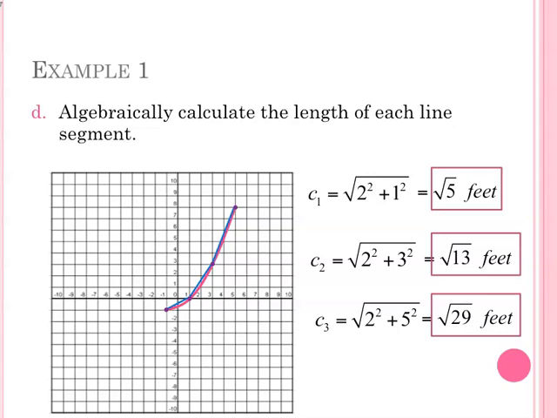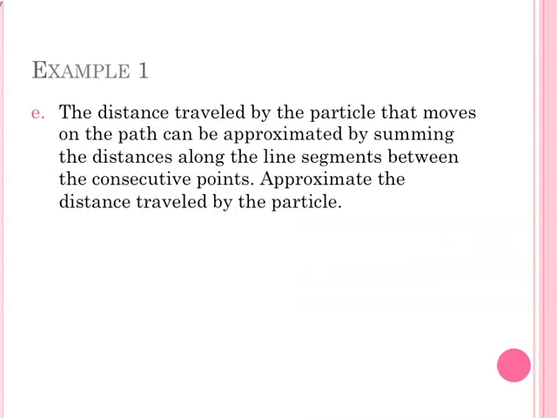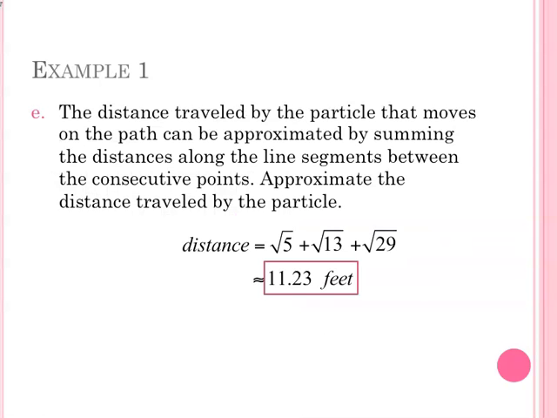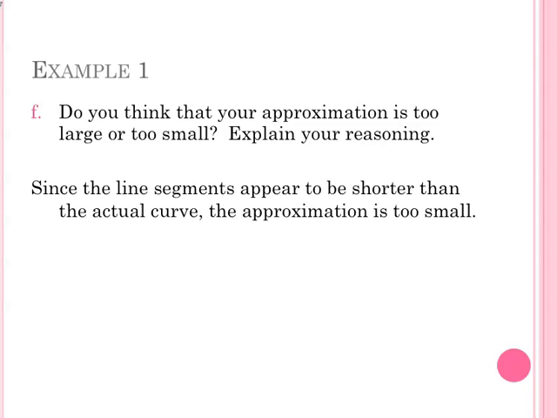It's the straight line distance from one point to the next, whereas the pink curve, it curves, right? It goes around a little bit more, it's more apparent probably in that first segment, but that pink line is definitely longer. Okay, so since the line segments appear to be shorter than the actual curve, the approximation is too small.